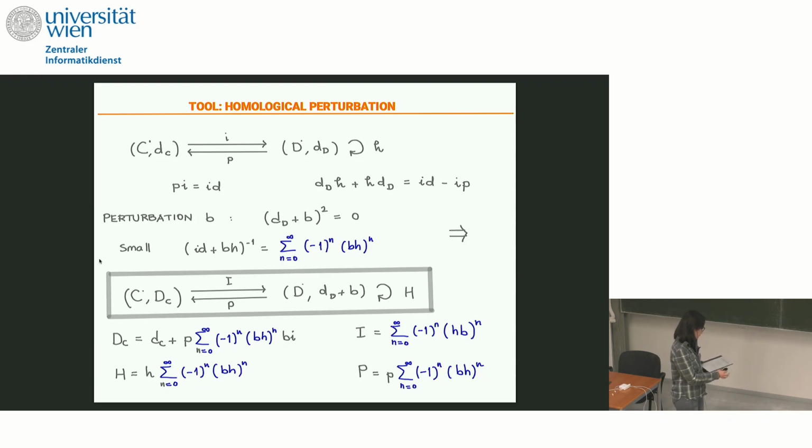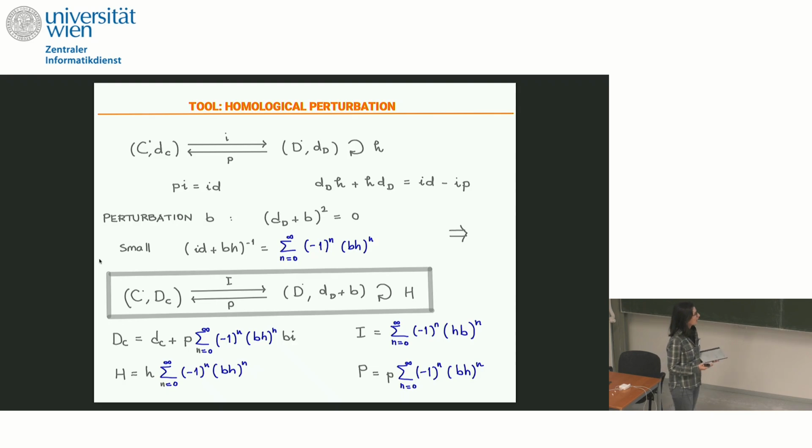Okay, so very fast, what is the homological perturbation lemma? You have a retract, meaning you have two complexes, C with its differential, D with its differential, quasi-isomorphisms, and a homotopy. And now you can see even explicitly what I mean when I say quasi-isomorphism. You see, I have P and I composed gives me the identity, but the other way around, it's not. But its failure, the failure of the invertibility, is controlled by the homotopy. Okay? So this is a retract.